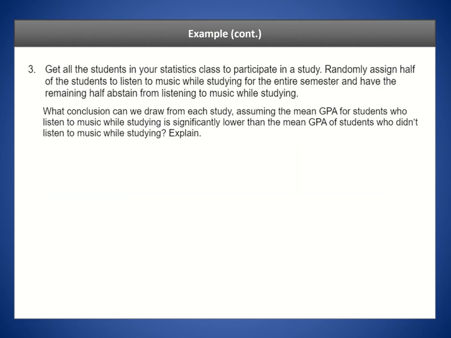All right, so that was essentially the second case in our matrix, that table that we had. So we've got two more cases. The third case is to get all the students in the statistics class to participate in a study. So we're using a specific class, right? So that means there's no randomization, which means we can't generalize this to the student body as a whole. Randomly assign half of the students to listen to music while studying for the entire semester, and have the remaining half abstain from listening to music while studying.